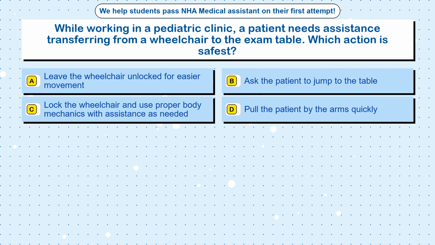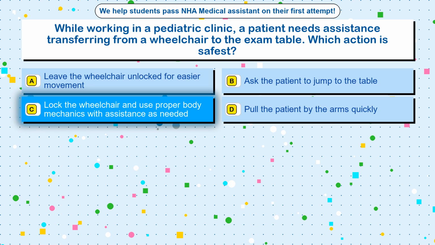Question 14. While working in a pediatric clinic, a patient needs assistance transferring from a wheelchair to the exam table. Which action is safest? Option A. Leave the wheelchair unlocked for easier movement. Option B. Ask the patient to jump to the table. Option C. Lock the wheelchair and use proper body mechanics with assistance as needed. Option D. Pull the patient by the arms quickly. The correct answer is option C, lock the wheelchair and use proper body mechanics with assistance as needed.